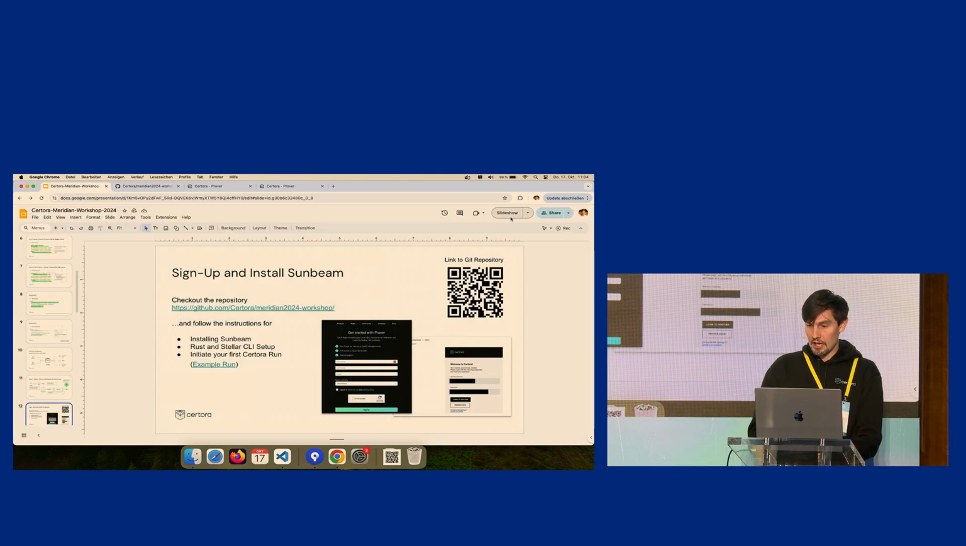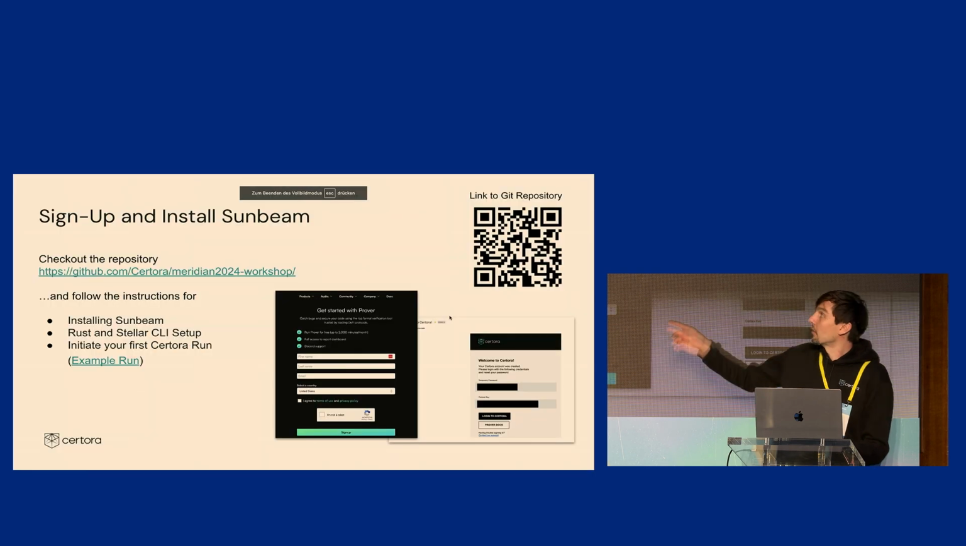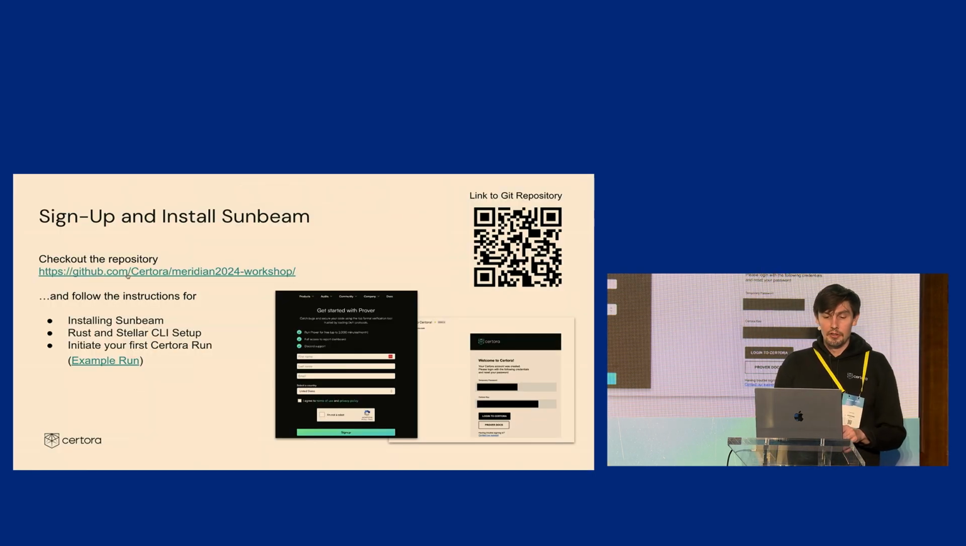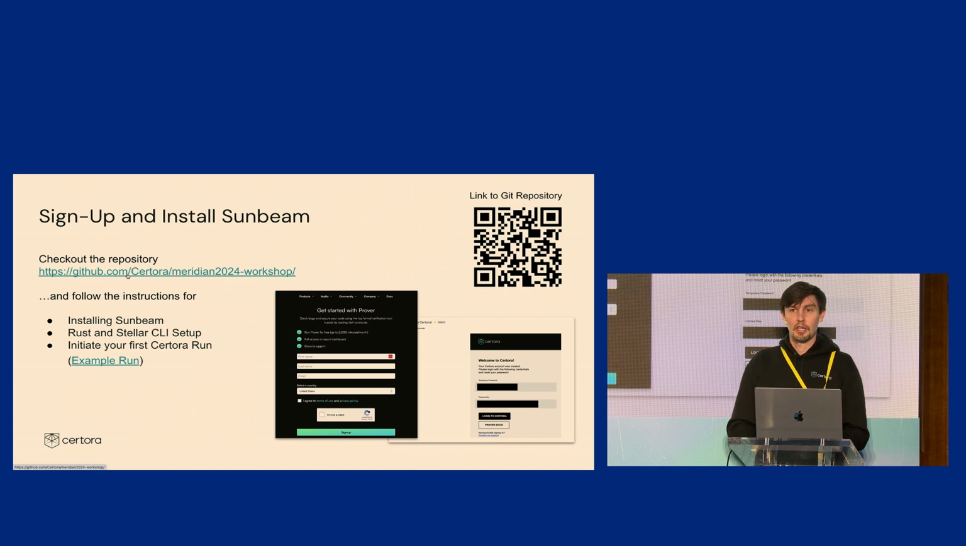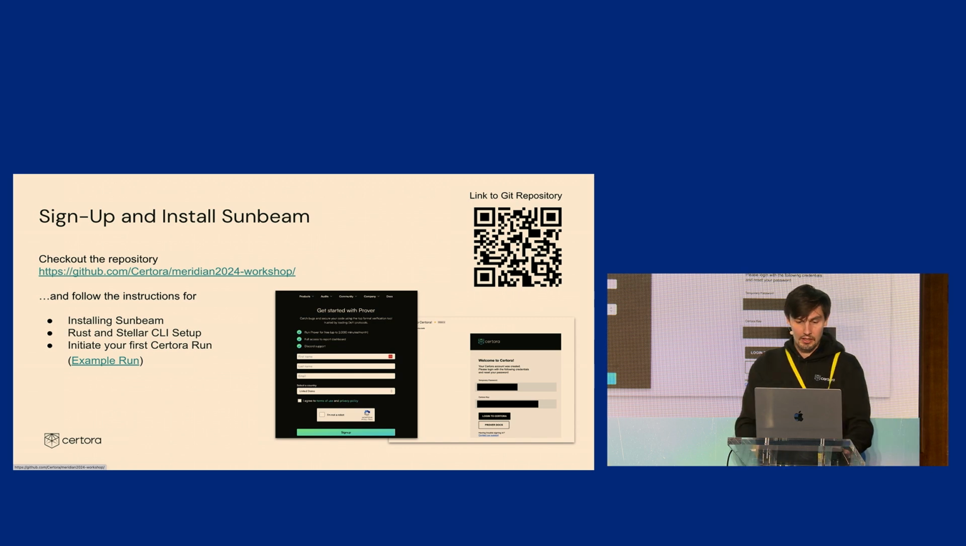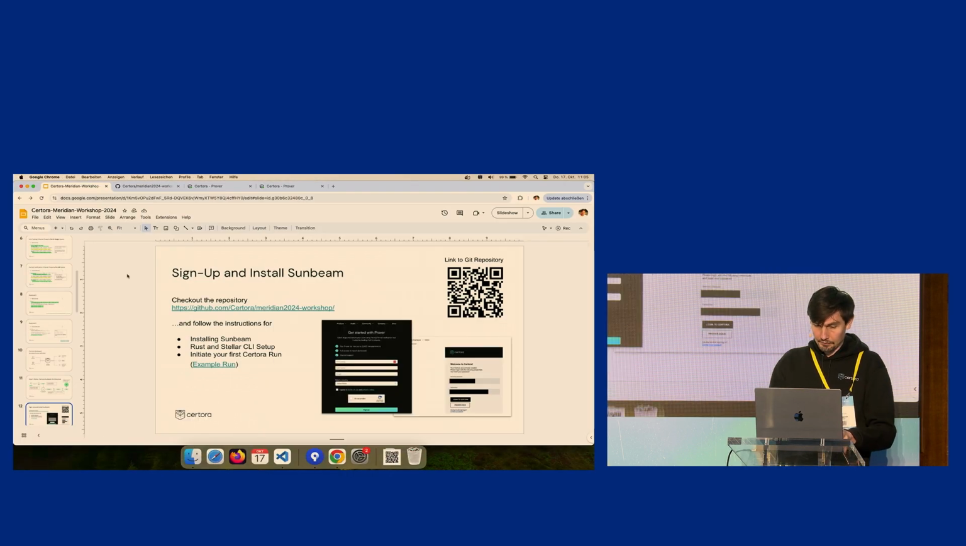So whoever is interested, you can scan this QR code, and then this will redirect you to this GitHub repository, which you can check out. There are the instructions. You can start working on this. I'll fast forward to the actual exercise 1 to see how this actually looks.